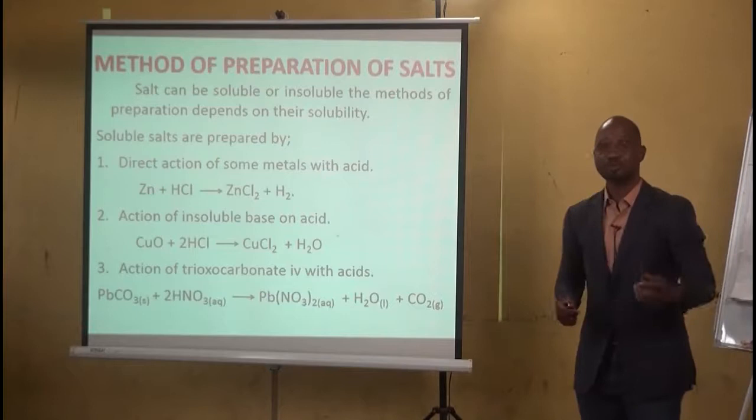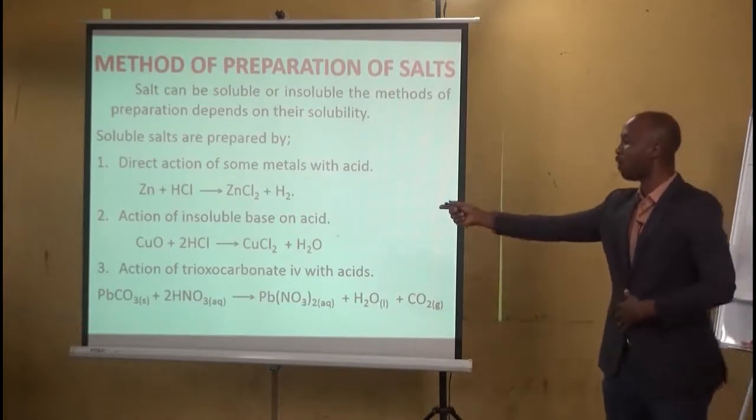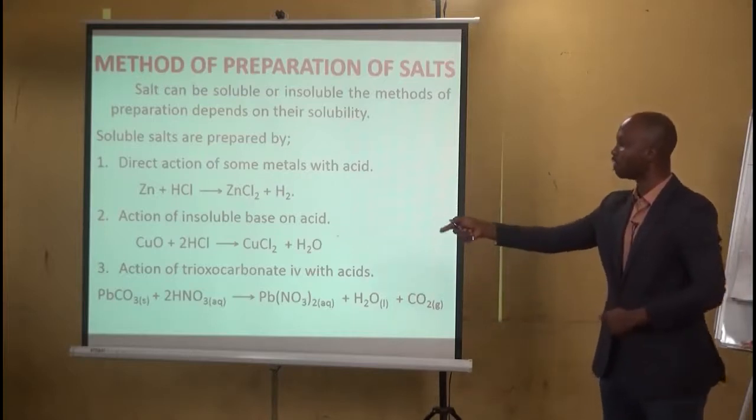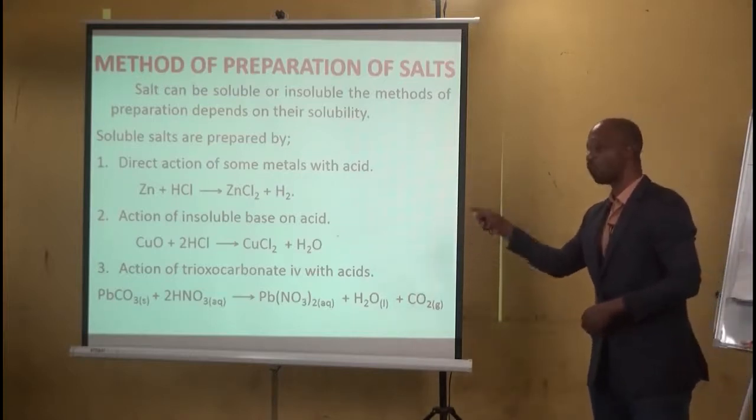Now, the other one is action of insoluble base on acid. Remember in our last class we told you that base can be soluble and insoluble. An example is copper oxide. When you react copper oxide with hydrochloric acid, you will get a salt, copper chloride plus water.